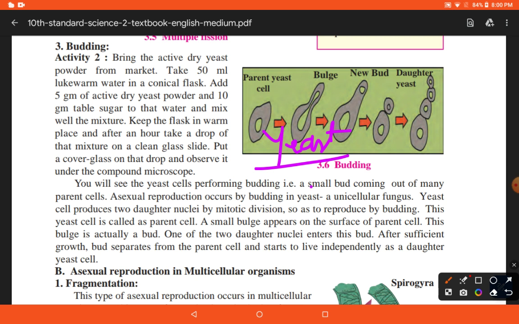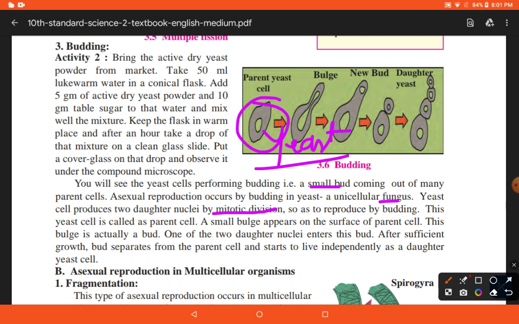A small bud is there. It's a unicellular fungus, right? It will produce two daughter cells by mitotic division. Remember, in asexual reproduction it is always mitotic because no formation of gametes is there, right? And this yeast cell is called a parent cell. Now, this is the parent yeast cell.